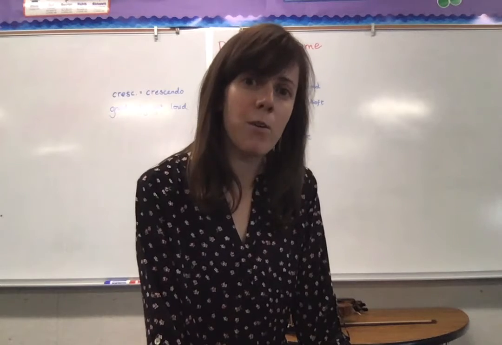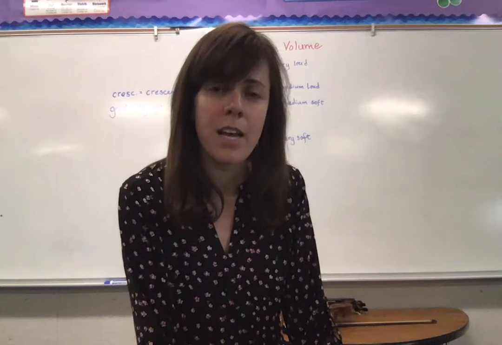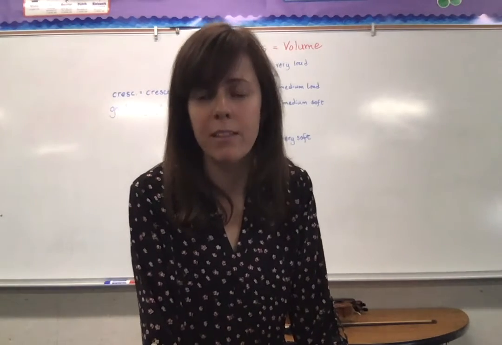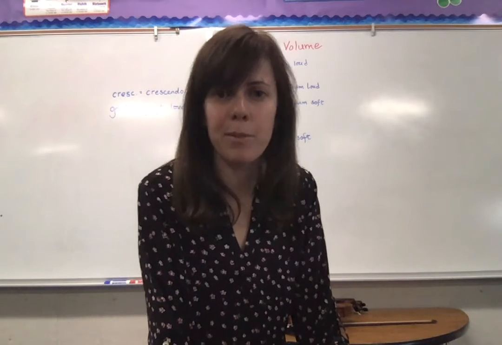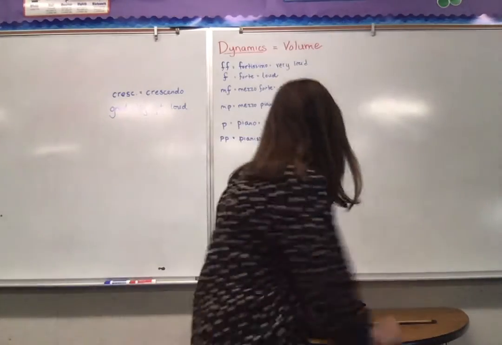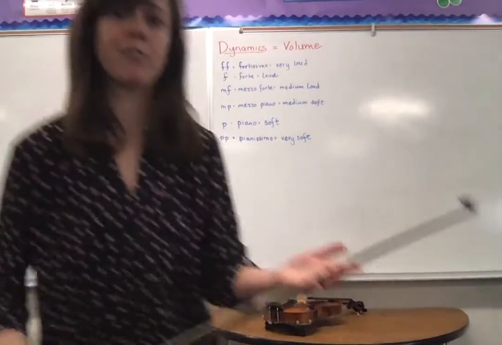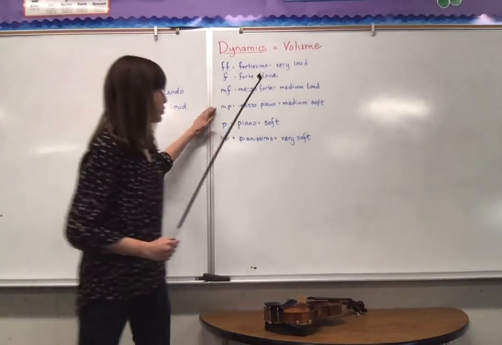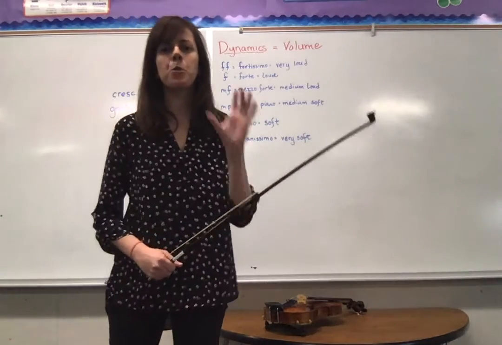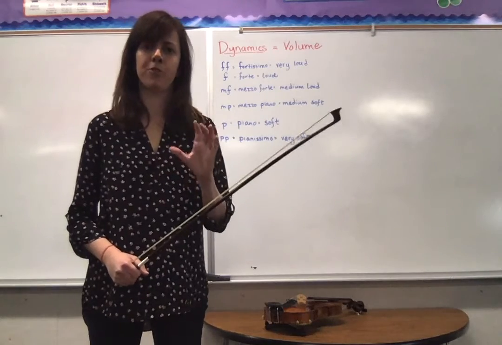So now that we've discussed what those symbols mean under the notes, it's good for us to talk just a little bit about how you make the dynamics happen. And it's all with the bow. It has to do with the bow. So when you have one of the piano dynamics, for example, mezzo piano, piano, pianissimo, you want to use a lighter bow pressure and a smaller amount of bow.